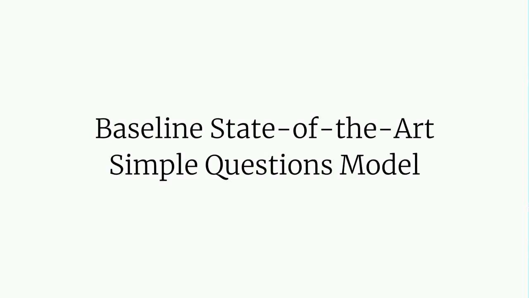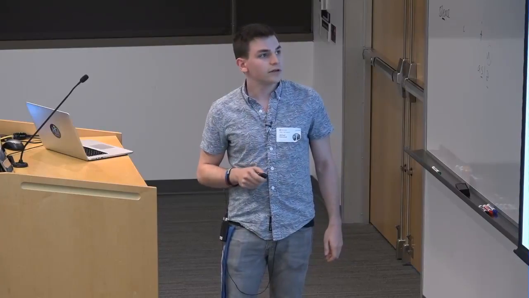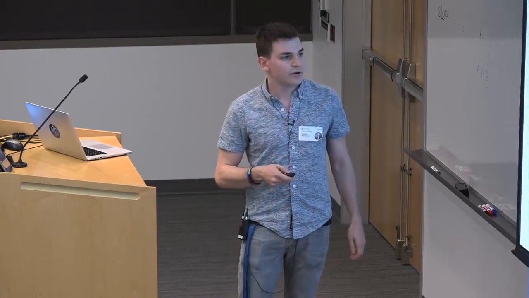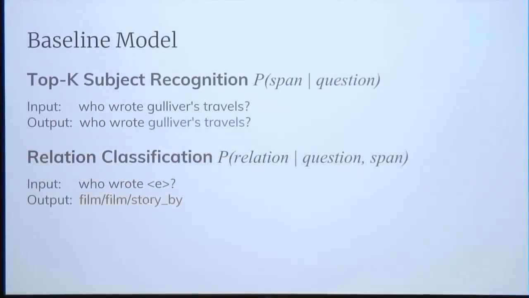Okay. Then the second contribution is we're actually able to get state of the art with just standard methods with fine-tuning. So our baseline model is going to consist of 2 neural models. The first one is going to be top-K subject recognition, which models the distribution of spans conditioned on the question. Secondly, we're going to have a relation classification model conditioned on the question and span, modeling the relation. So to better understand this, here's just an input and output. So we want film story by to have the largest probability given this input. Same up here.